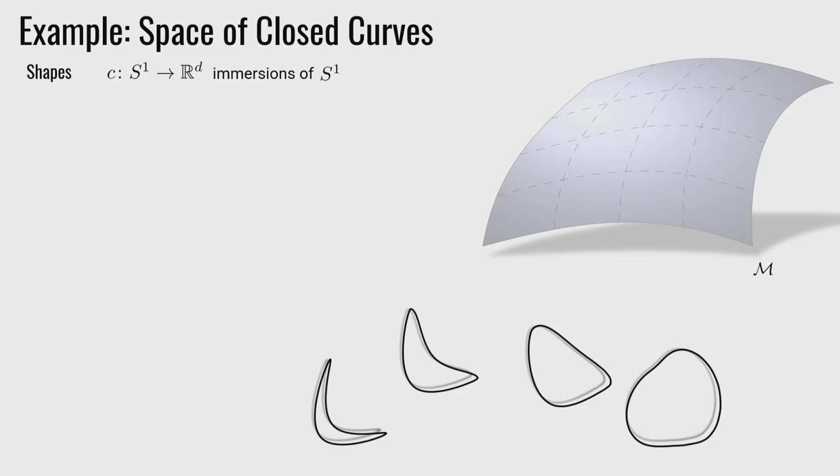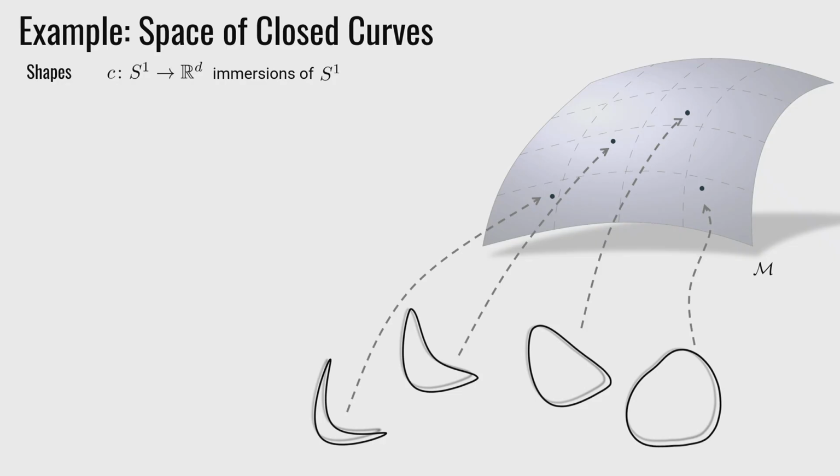So we already saw in the beginning the space of closed curves as a motivation to look at this. And now we consider the shape space where each point corresponds to a closed curve. This curve can be represented continuously by a function from S1 to some R^d, for example just R2. So S1, the circle, is the parameterization, and then you get the shapes.